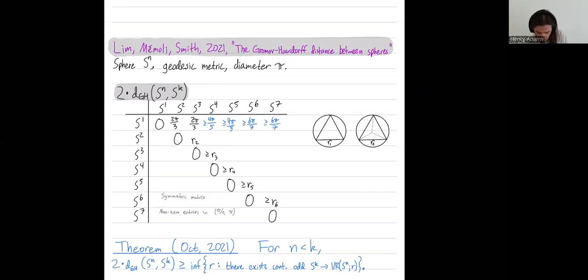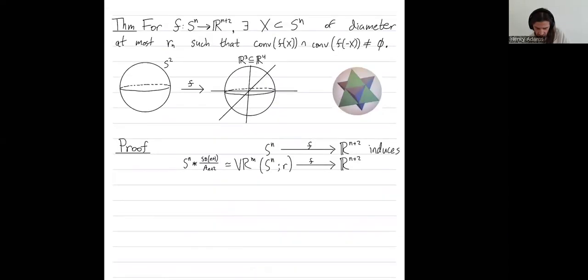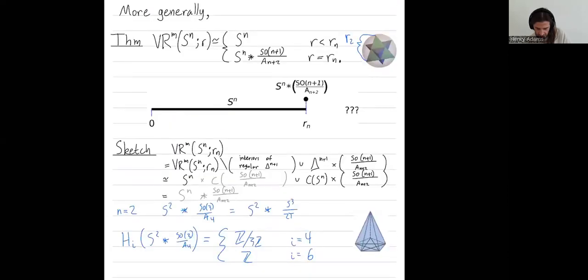So for example, for S2, the homotopy type does not change until 2 pi over 3. Should we read it like this? Yeah, you're sort of talking about this slide, right? Yes. The homotopy type of the Rips complex of the two-sphere doesn't change until R2. R2 is not 2 pi over 3. R2 is the diameter of this inscribed tetrahedron inside the two-sphere. Okay. R1 is 2 pi over 3. Yes.